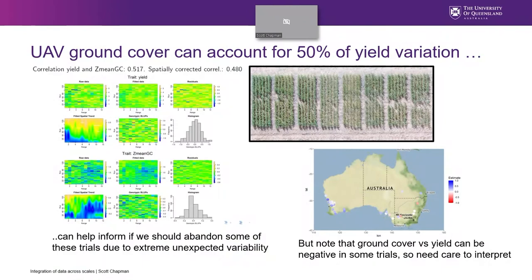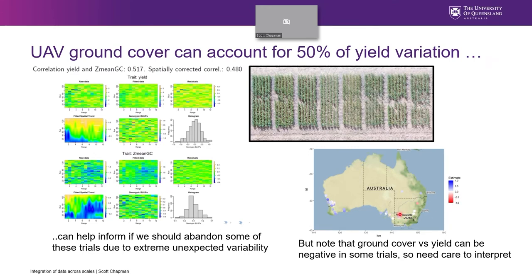Not sure yet. I won't spend any time on this slide. I'm sure Fred's going to talk about it, looking at how we use UAV ground cover and analyze variability in ground cover and how that relates to yield. Certainly one thing we should think about is when we take early season measures of ground cover in Australia, one of the things we want to do is decide if that information is useful throughout the country. But it's not always positively correlated with the spatial variability in yield. And that's an important point to recognize.